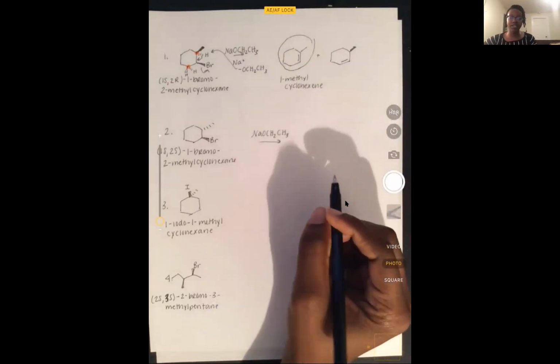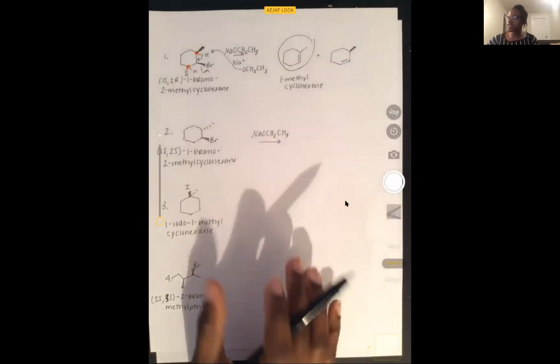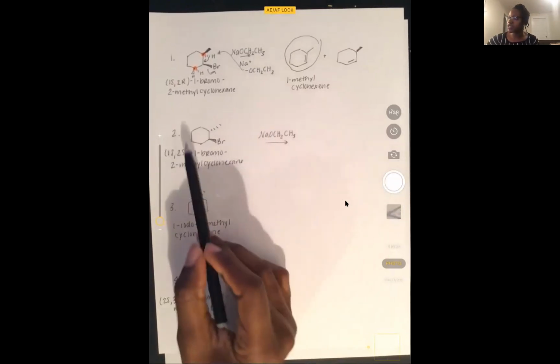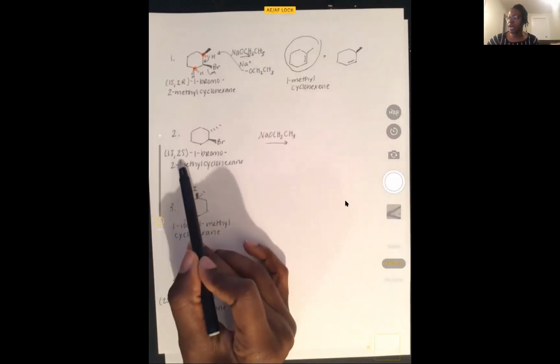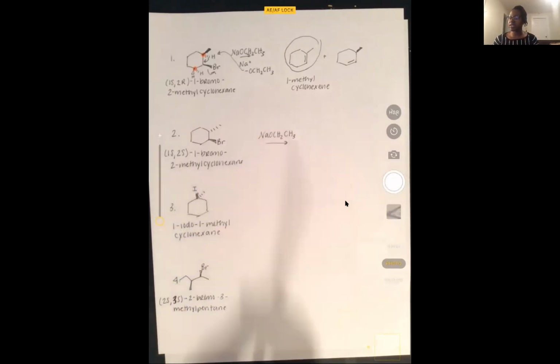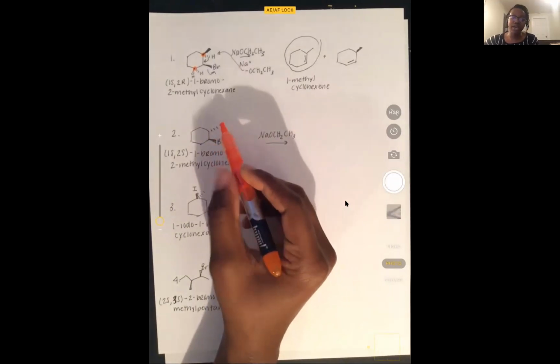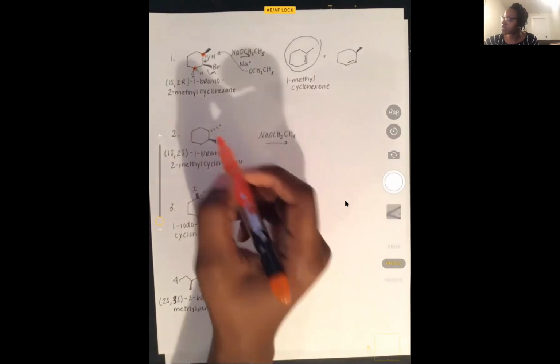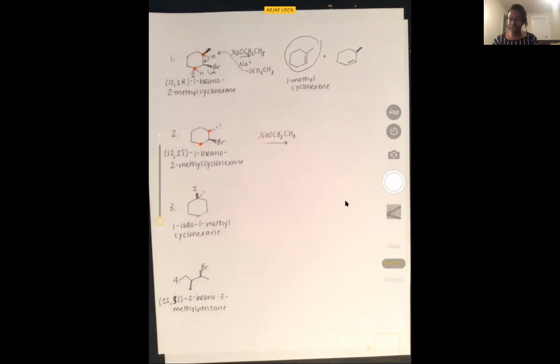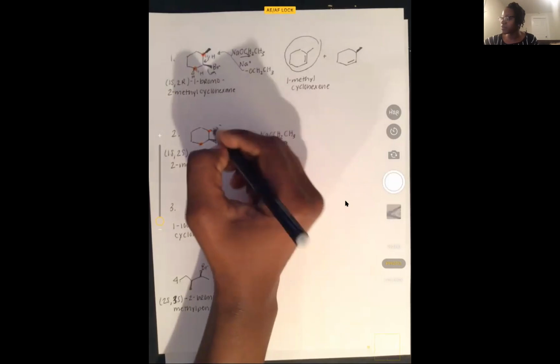One methyl cyclohexene. Let's look at a very similar reaction. In this case, instead of having 1S,2R, we're going to have 1S,2S, 1-bromo, 2-methyl cyclohexane. So again, with this elimination reaction, we first find our leaving group, bromine, and we want to look at the beta carbons. We have 2 options for beta carbons.